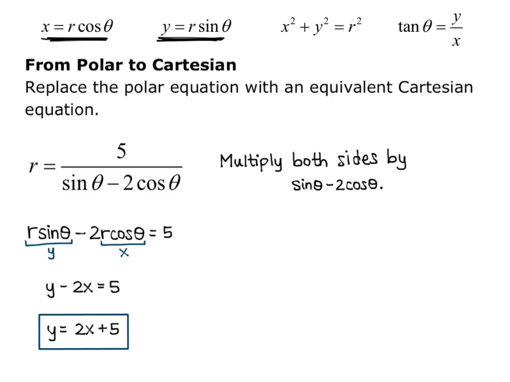So we're always looking for a way to manipulate our equation so that we can use one of the four identities that we're given.